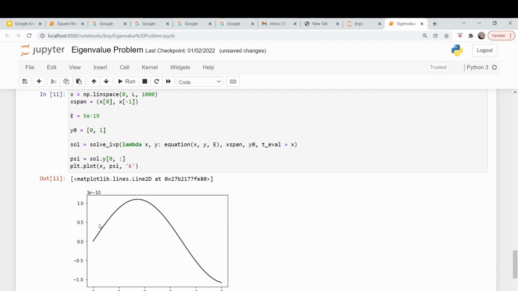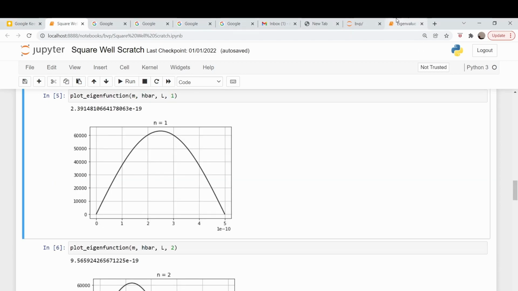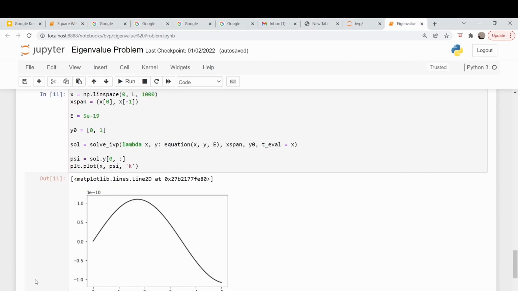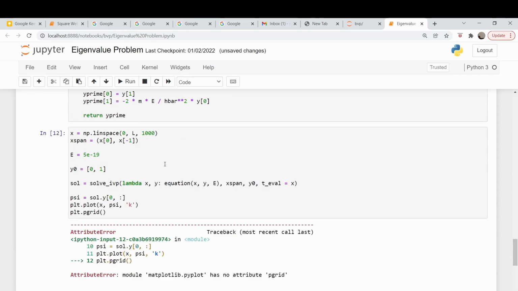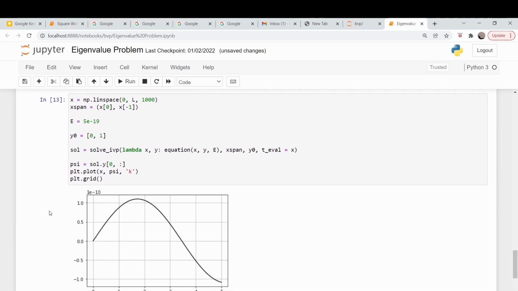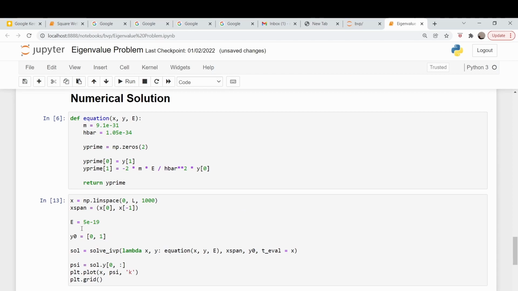Okay, better still. 3, 2, 1, go. So let's turn on some grid lines here to make this a little easier to see. plt.grid, not p.grid. And you can kind of see how this is going to go. We're just going to keep tweaking this.